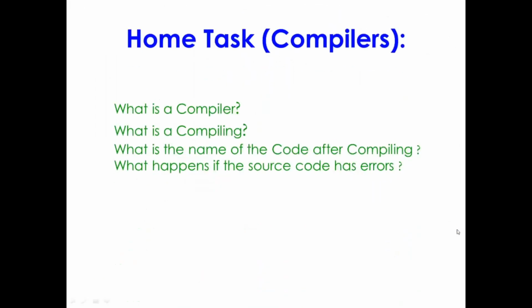Home task for you. You need to write about what is a compiler, what is the compiling process, what is the name of the code after compiling, and what happens to the source code if the source code has errors. This is your home task, and you send this on my WhatsApp.